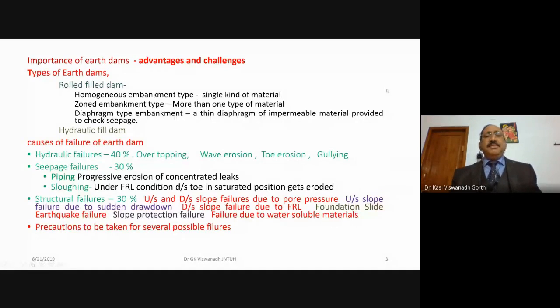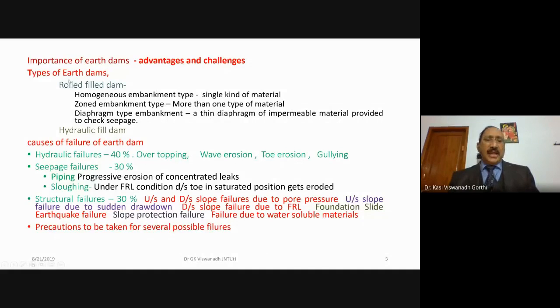But at the same time, there are certain challenges for the earth dam. Because you are using only earthen material, there is always a possibility that seepage may take place. So how to arrest the seepage, how to minimize the seepage, how to control the seepage, and how to see that the dam is safe against the seepage is the biggest challenge.